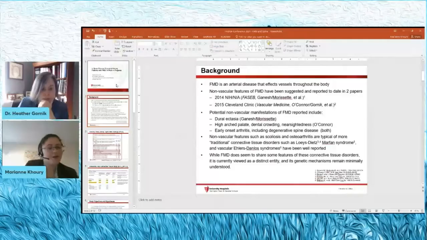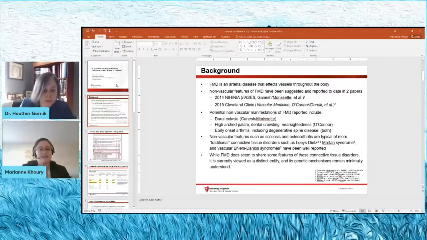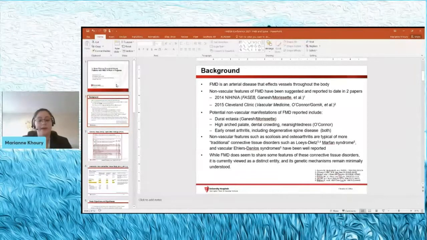Welcome, med student Khoury. So a little bit of background, as we said, FMD is an arterial disease that we know affects multiple vessels throughout the body. And there have been two studies that have aimed to examine if there are any non-vascular features associated with FMD. The first one is the 2014 paper by Dr. Ganesh, which was a collaboration with the NIH and the NIA. And the second study was in 2015 out of the Cleveland Clinic with Dr. Gornick.